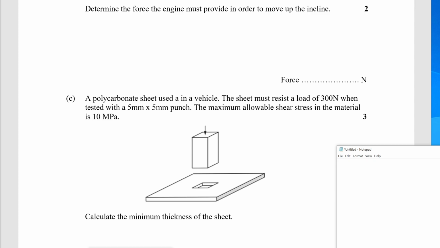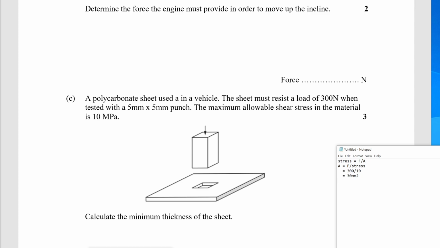Okay. So a sheet must resist a load of 300 newtons and tested with a 5 by 5 punch. First of all, you need to know that stress equals force divided by area. What we're calculating is the area, so area is going to equal force divided by stress. Yep, that seems right. So the force is 300 newtons and the stress is 10 megapascals. We're using the units where megapascals go together with millimeters squared. So that gives us an answer of 30 millimeters squared. Seems about right. Just checking: force is 300, stress is 10, gives us an answer of 30.